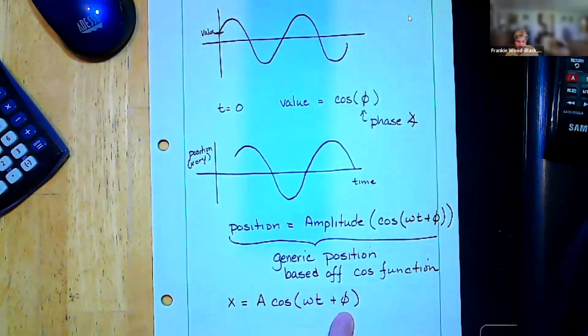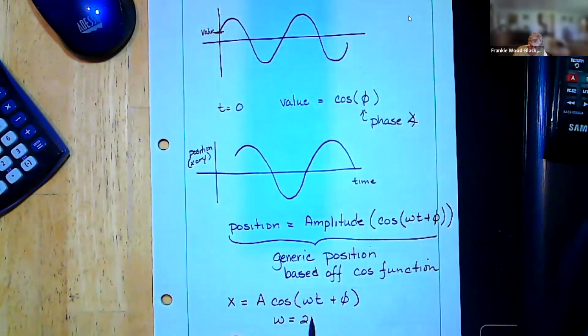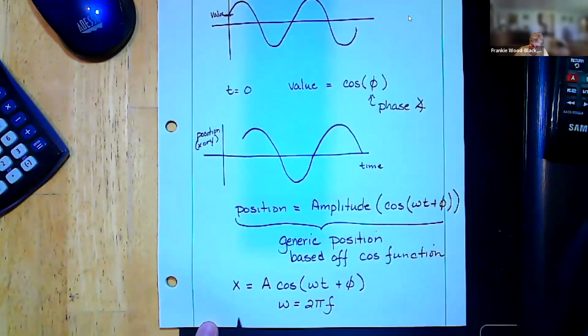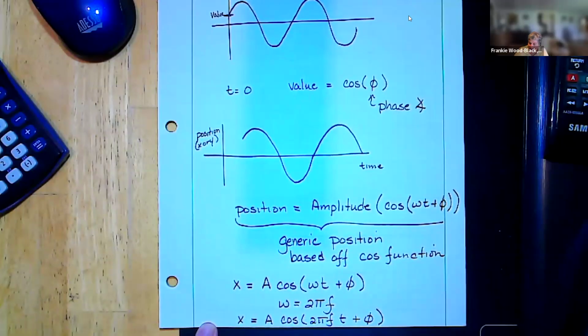This just gives us our initial start. And remember that omega is equal to 2 pi times my frequency. So I can also write this as x is equal to my amplitude cosine 2 pi my frequency times time plus phi. And that's going to give me my equation for the position.